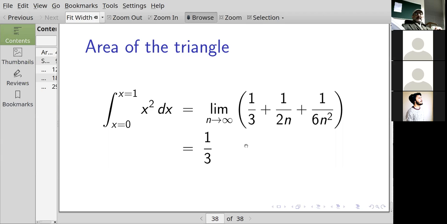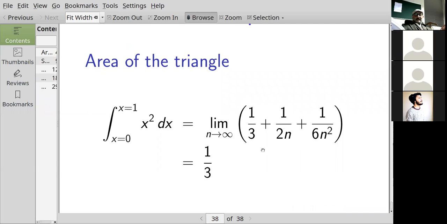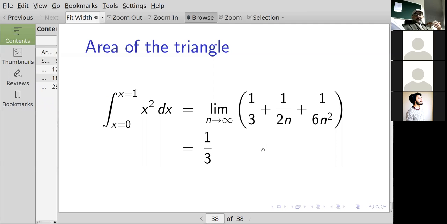So you're right. You can find the area under curves using integration. But we don't know that we can actually do that until we see the fundamental theorem of calculus. Okay.